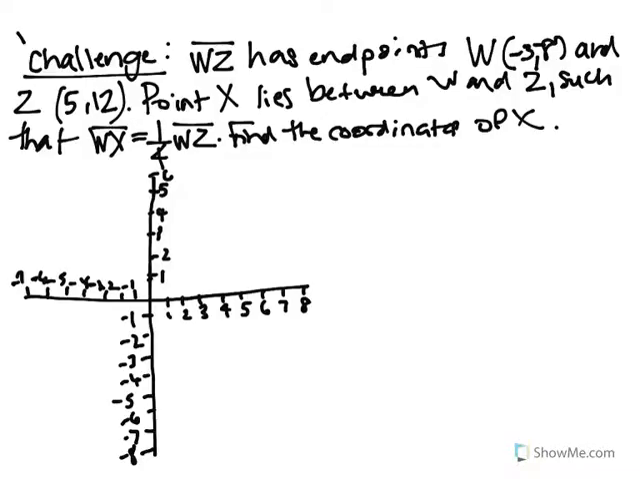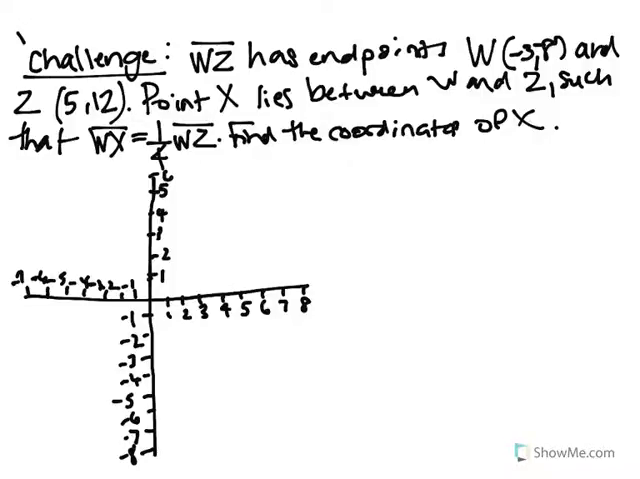Okay, so today we had a challenge problem. WZ has endpoints W (-3, -8) and Z (5, 12). Point X lies between W and Z such that WX equals 1/4 WZ. Find the coordinates of X. So first I'm going to start by plotting my figure.